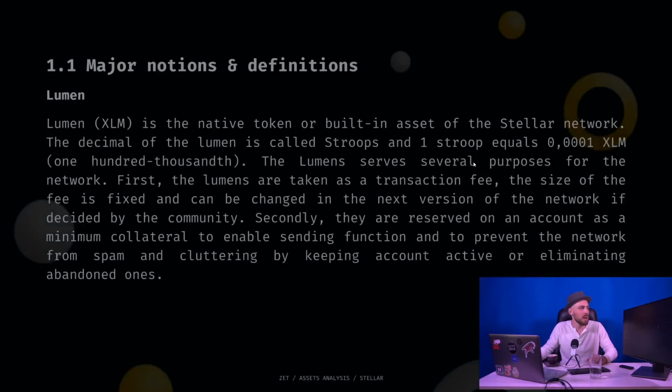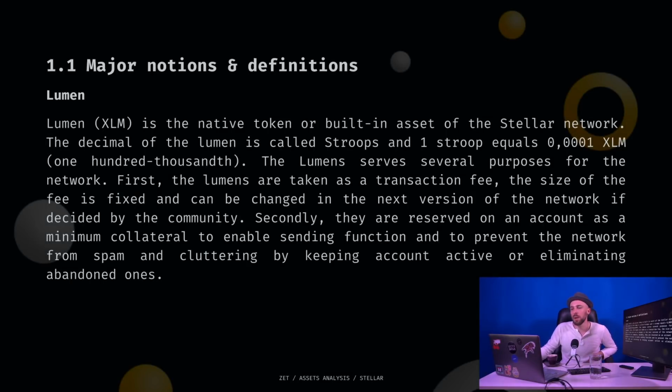The next one is Lumen. So what is Lumen? XLM is the exchange ticker for this type of token. Lumen is the native token or built-in asset of the Stellar network. The decimal of the Lumen is called Stroop. Stroops, yeah. Okay, so one Stroop equals 100,000th of one lumen.